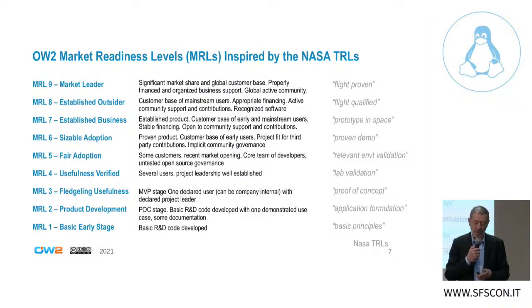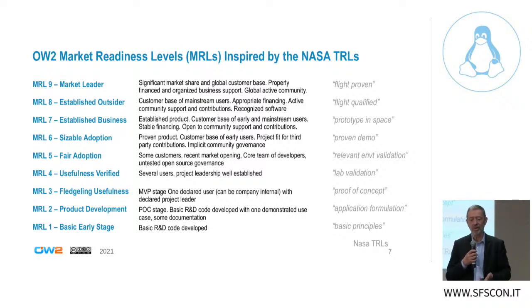So at the bottom we have projects that are basically in R&D mode, so it's only useful for the researchers or the core developers. Then it goes up to developing a product. Then we have the usefulness, so we know what this can actually do and how it can be used. We have verified it on level 4 with several users, but just several users, so the adoption is very limited. And then we go up to growing adoption with level 5, with fair adoption with some customers and some recognition already. Level 6 is a project or already some kind of product with sizable adoption.